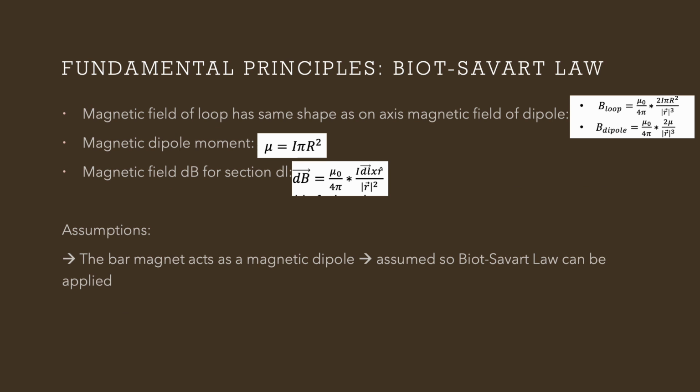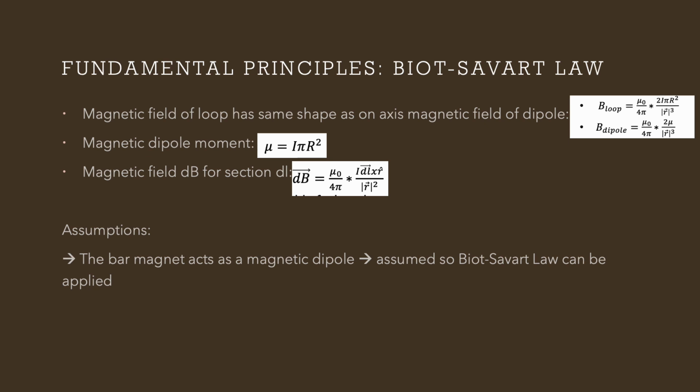Here are some of the fundamental principles of the lab. The Biot-Savart law is very important in understanding the calculations done. The magnetic field of a loop has the same shape as an on-axis magnetic field of a dipole, so that's given by the equations here. Magnetic dipole moment is given by this equation, mu equals I pi r squared. And then the magnetic field for section dl is as follows, with the constant times I times dl times the unit vector over r squared.